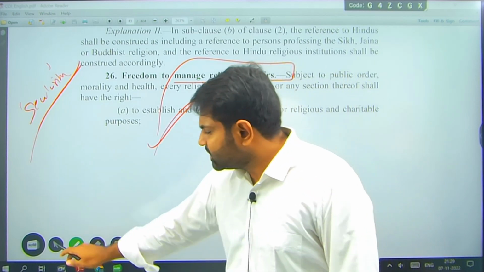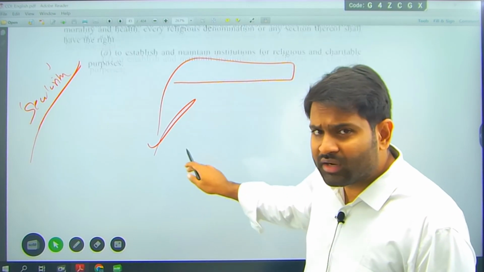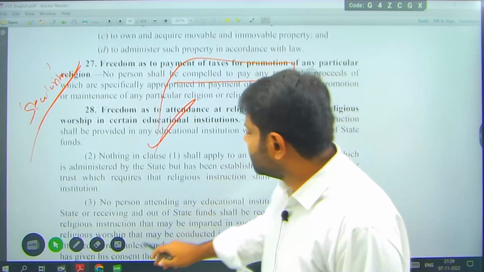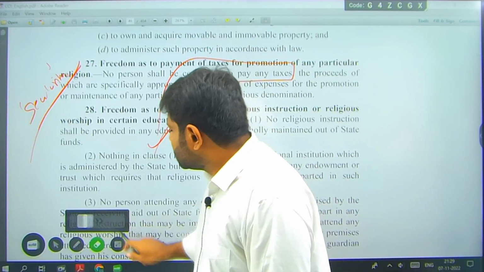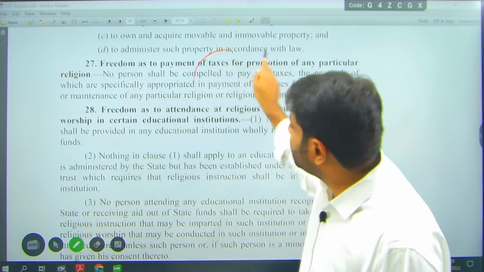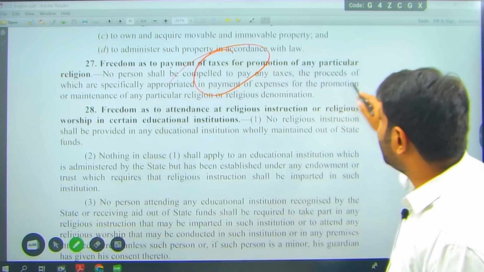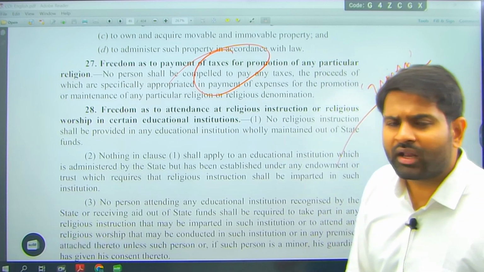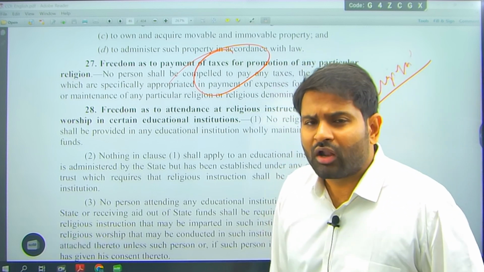Article 26. Equality and freedom done. I am talking about secularism also here. Wherever required, I will talk about that. Article 27 is freedom from taxes for promotion of religion. You cannot collect any tax like the jizya tax we had in the Mughal period, where the tax was levied on non-Muslims.